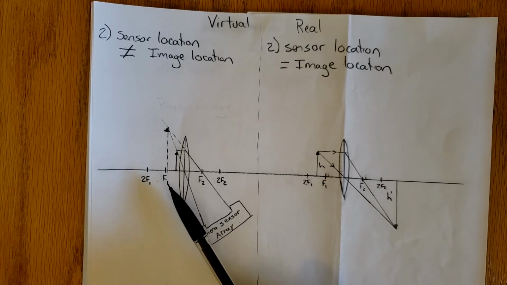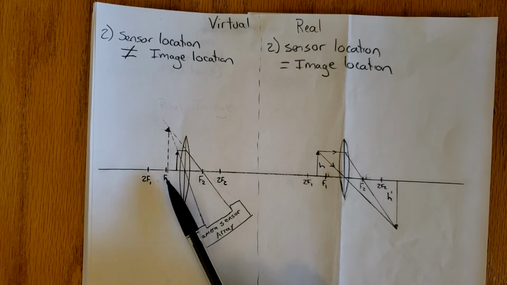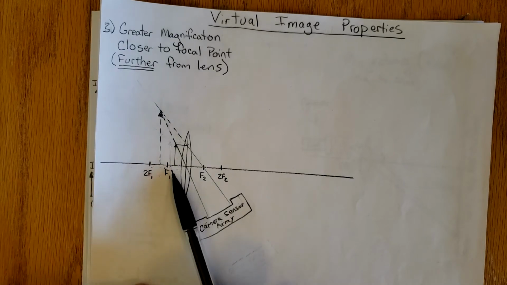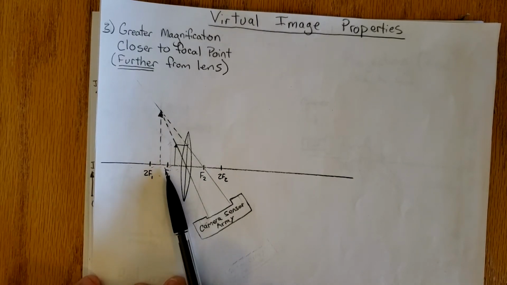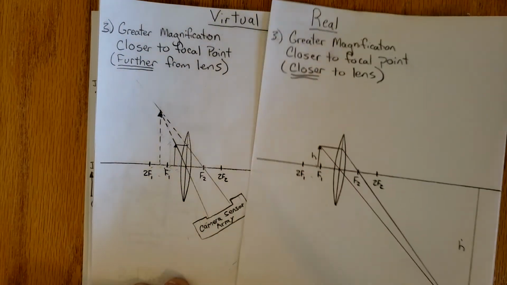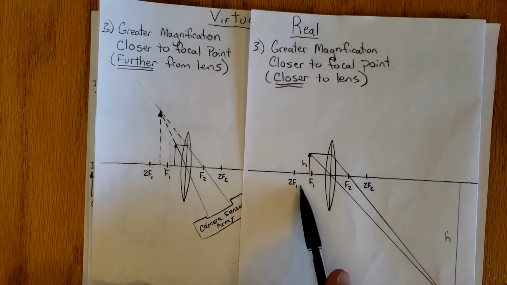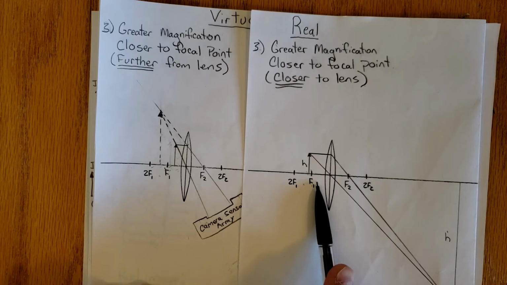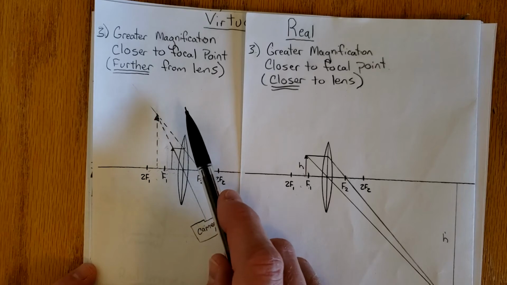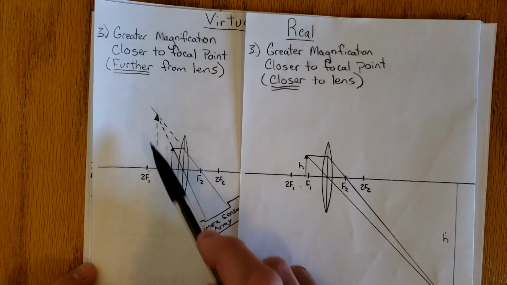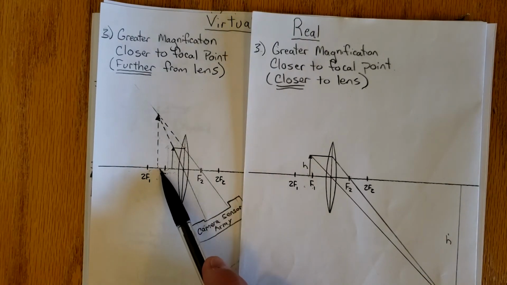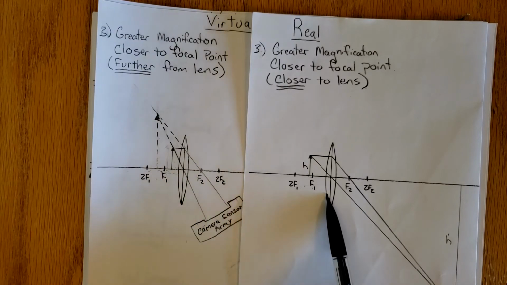Now note that in this virtual image, the object is pretty close to the lens. If we move the object away from the lens and towards the focal plane, we increase magnification. Recall that to increase magnification of a real image, we also needed to move closer to the focal plane, but that also required moving closer to the lens. So the third property of virtual images is that greater magnification is achieved closer to the focal point, which is further from the lens. And then, of course, if you cross over the focal point, you don't have a virtual image anymore. You transition to a real image.